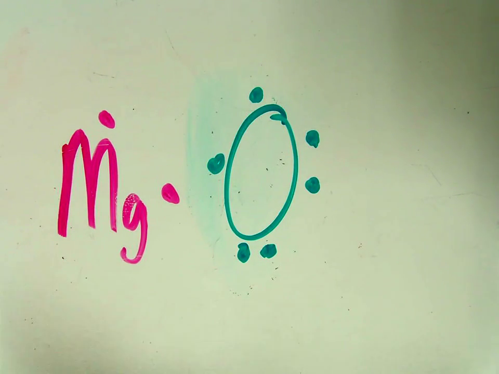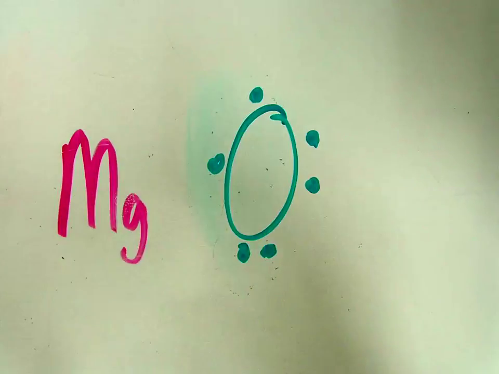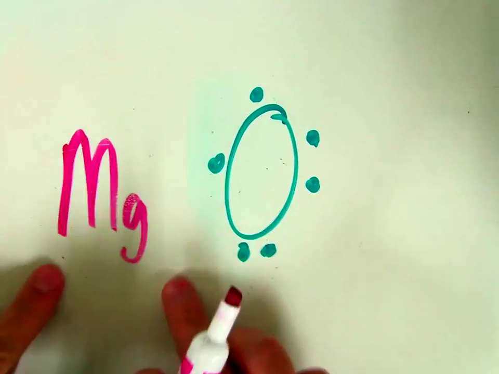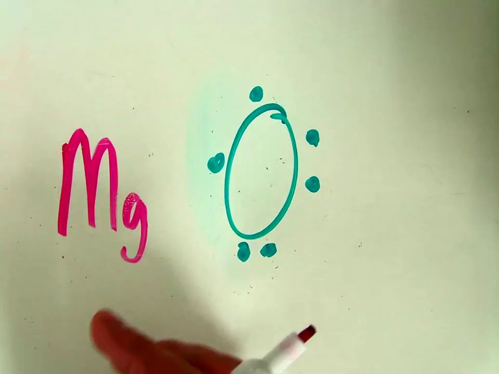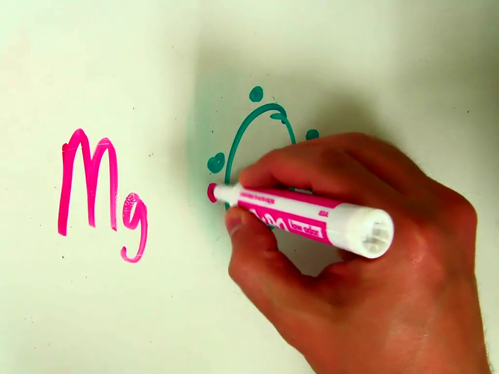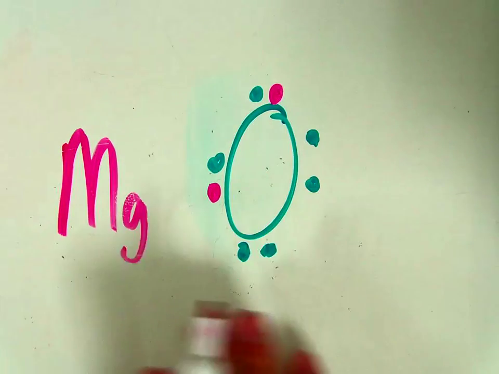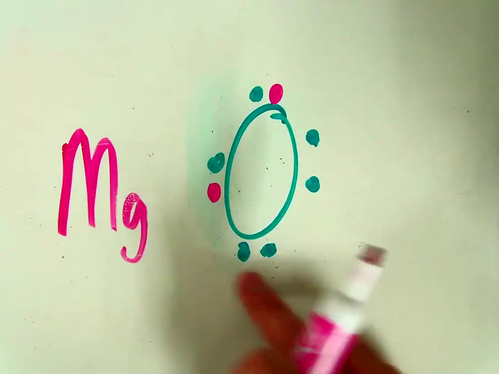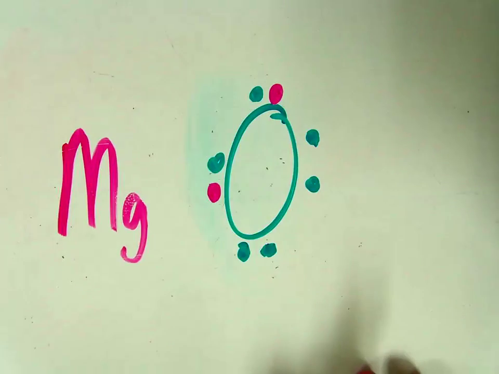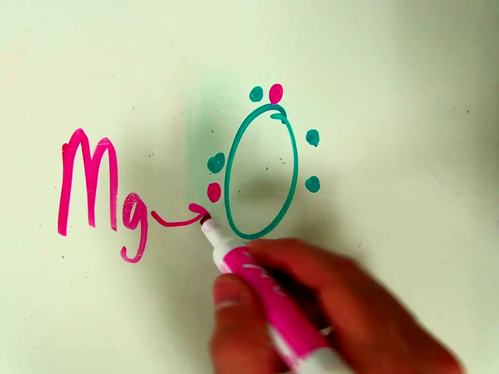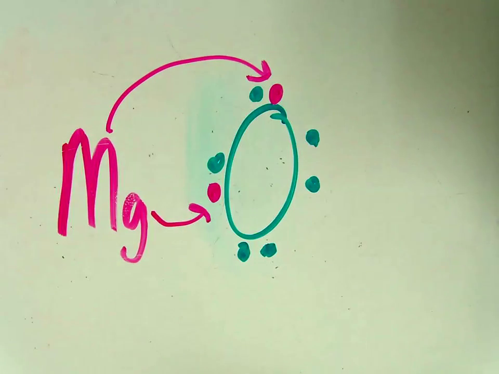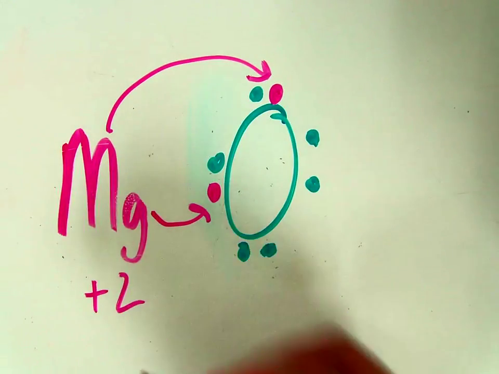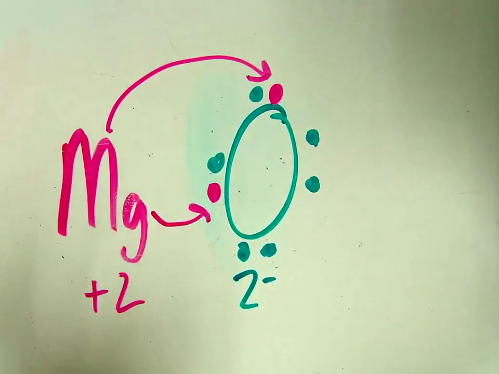Now here's what's going to happen. Magnesium wants to get rid of 2 because now it's got a full valence shell, because it's going to look like neon. And these 2 electrons come over here, and now oxygen has its octet. It's 1, 2, 3, 4, 5, 6, 7, 8, and it's happy. This is how magnesium forms an ion with oxygen. So it's a +2 ion, oxygen's a -2 ion, and everyone's happy. So that's what it would look like here in the box.